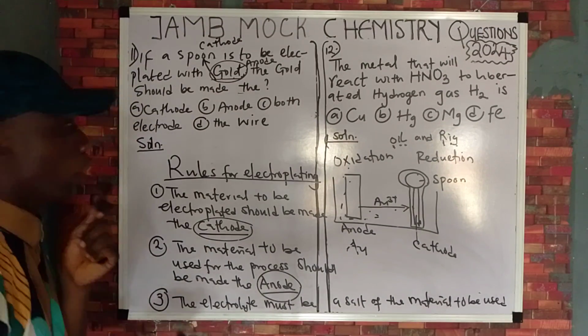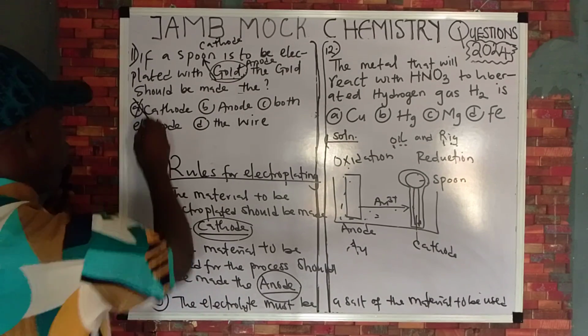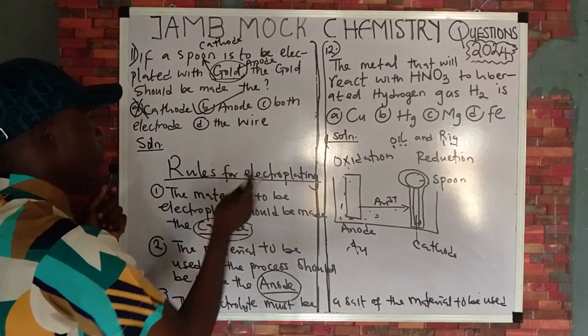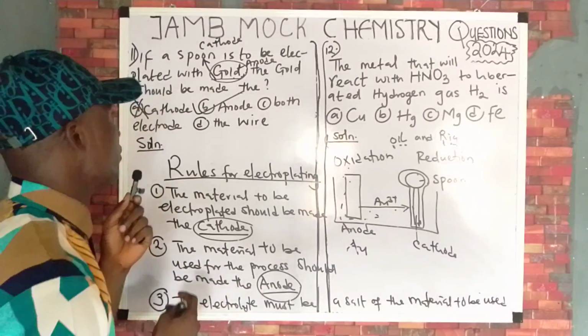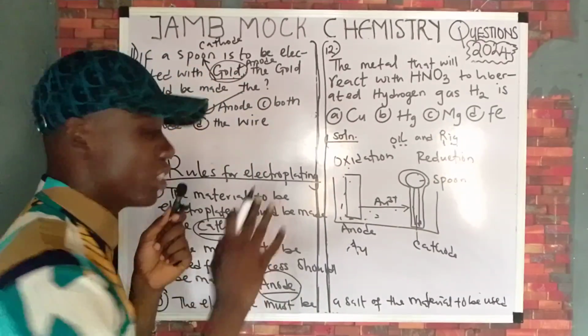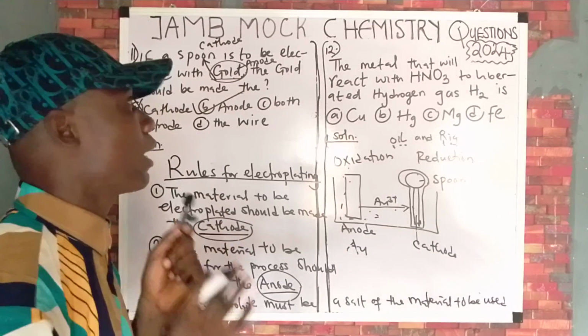So let's just look at the options. Should the gold be made the cathode? No, totally wrong. Should the gold be made the anode? Yes, correct. The other options are irrelevant, okay? Please make sure you get your writing materials and jot these important notes down. They are very important. Now let's take the other question.